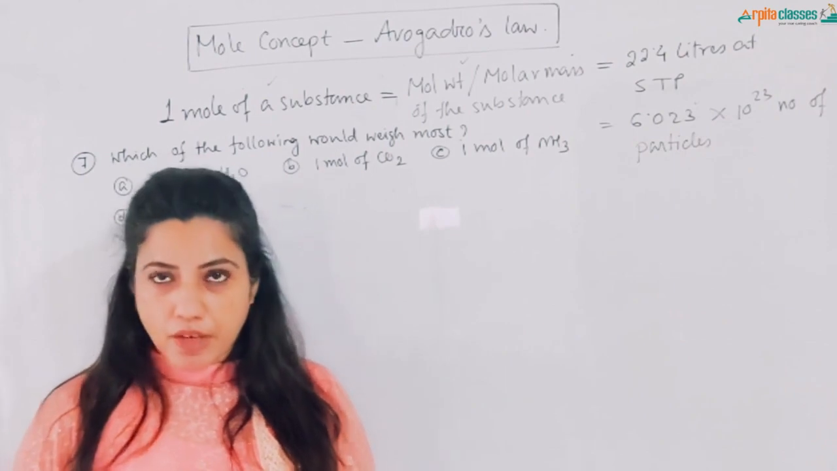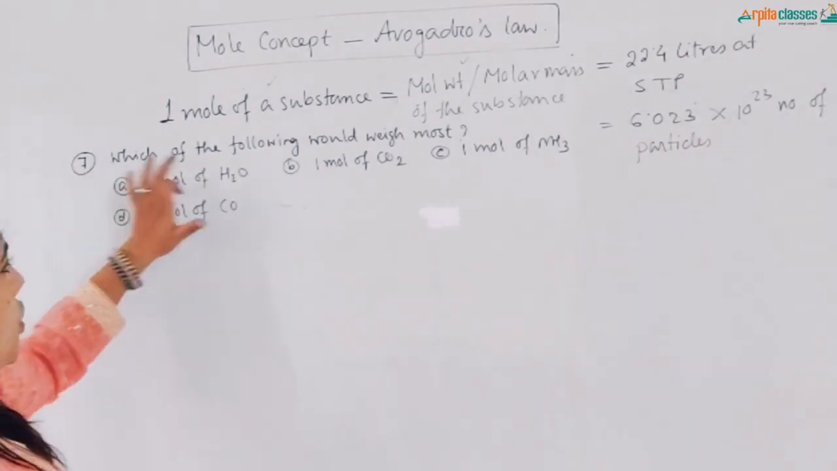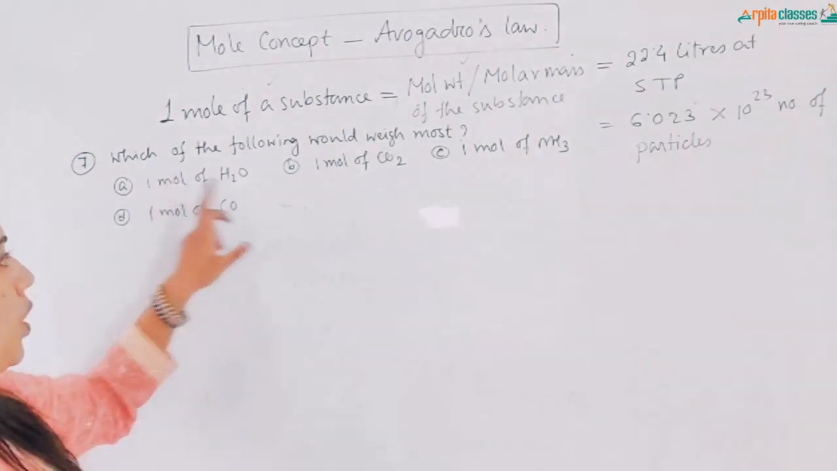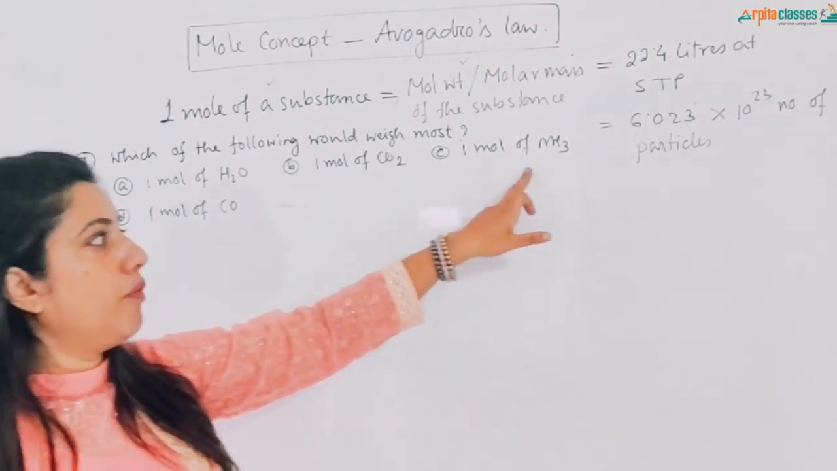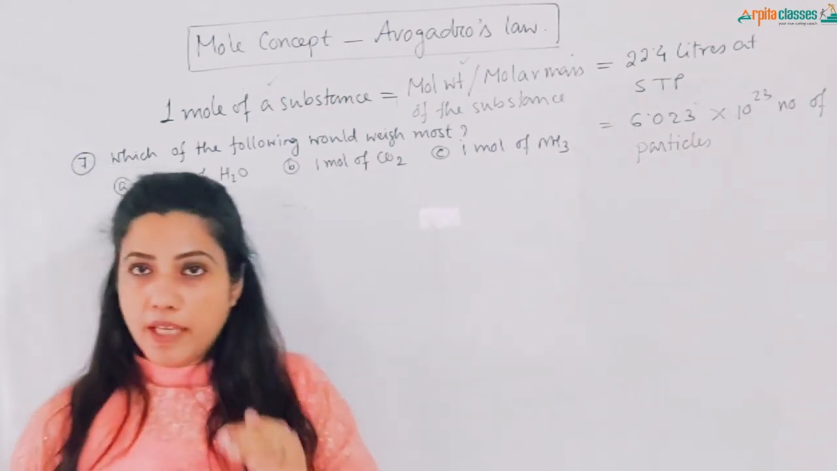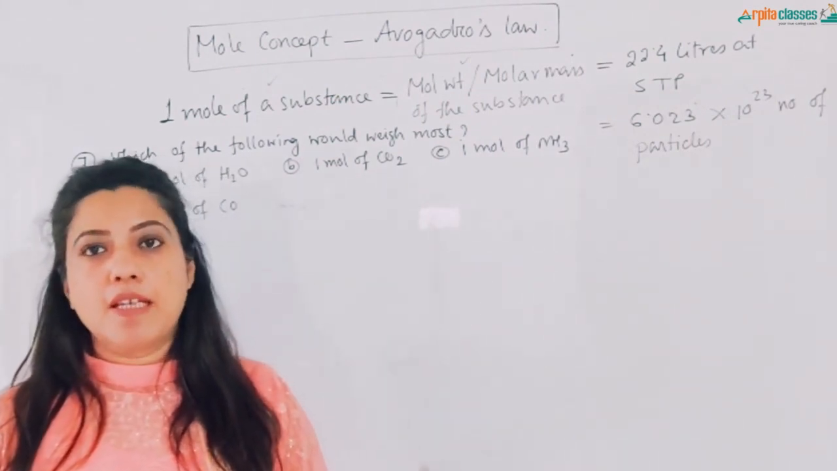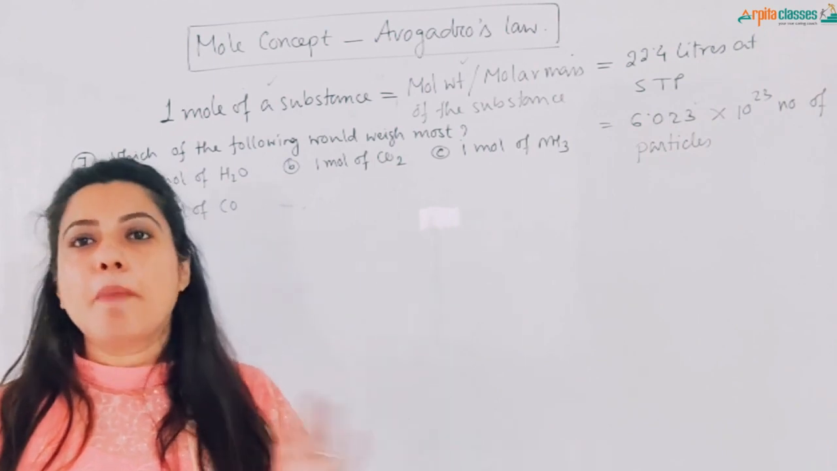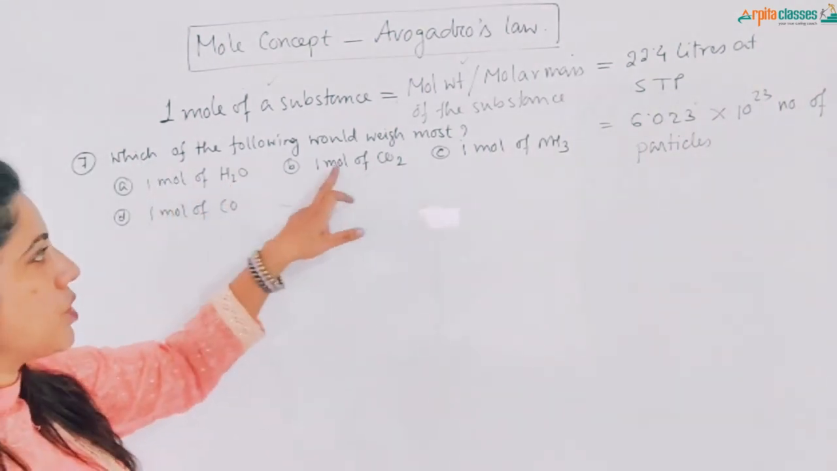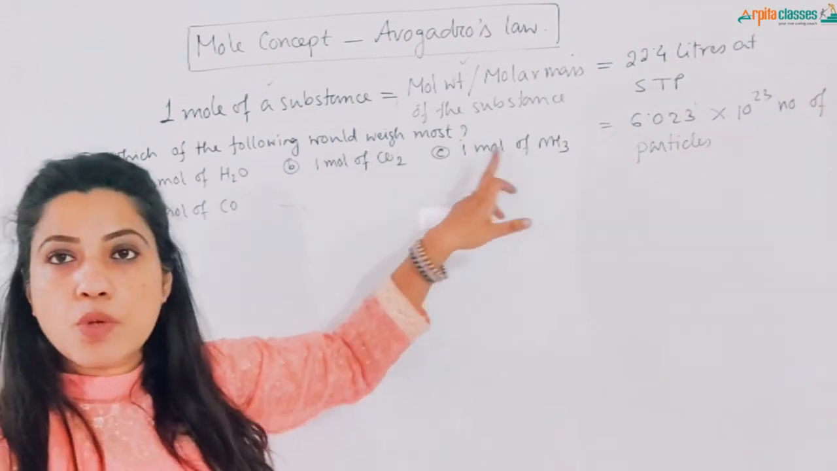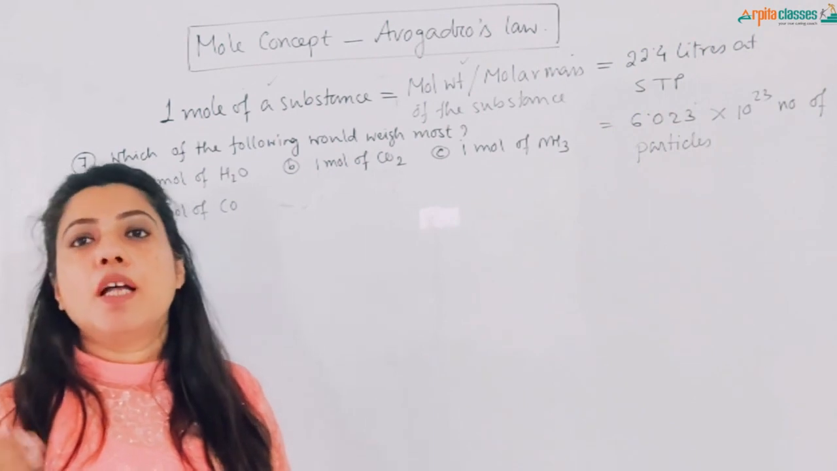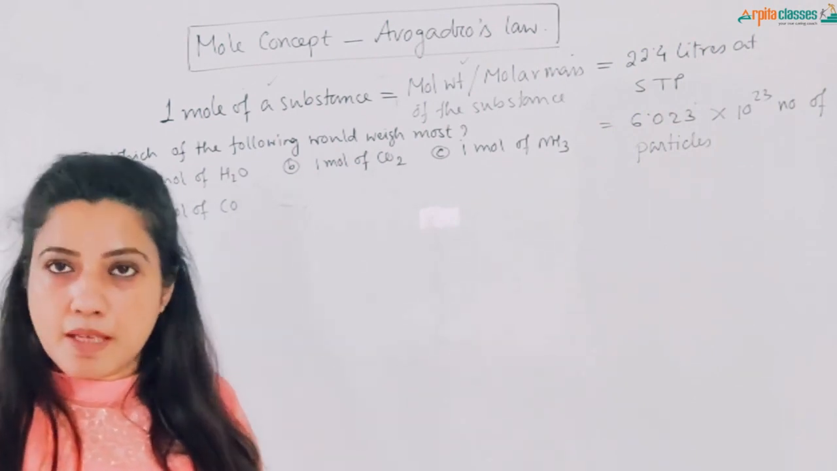Okay, so the next question in front of us is: which of the following would weigh most? 1 mole of H2O, 1 mole of CO2, 1 mole of NH3 and 1 mole of CO. So we know already that 1 mole of any substance is equal to the molar mass of that substance. Now H2O is given 1 mole, carbon dioxide is also given 1 mole, NH3 is also given 1 mole and CO is also given 1 mole. That means we need to find out the molecular weights of these substances.